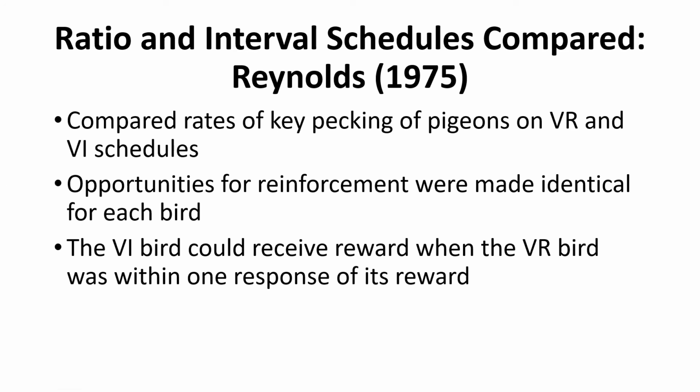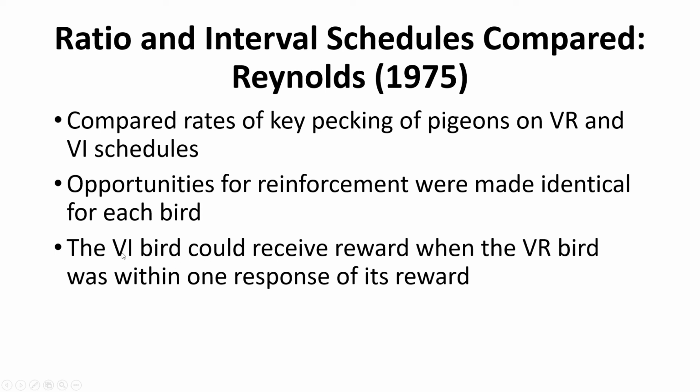And they set it up so that the opportunities for reinforcement were identical for each bird. They wanted to control for as many different factors as they could, so the opportunity to get reinforcement was kept the same for each bird. And they did this by having our variable ratio bird drive the whole scenario. So the variable ratio bird would be something like every 100 responses plus or minus 100. So lots of variation in there.